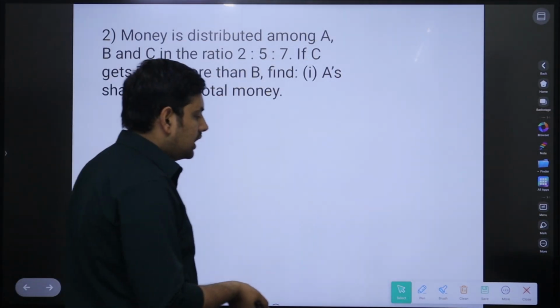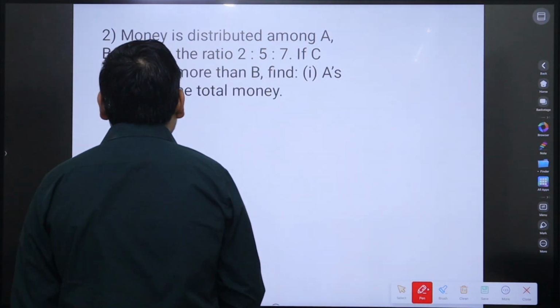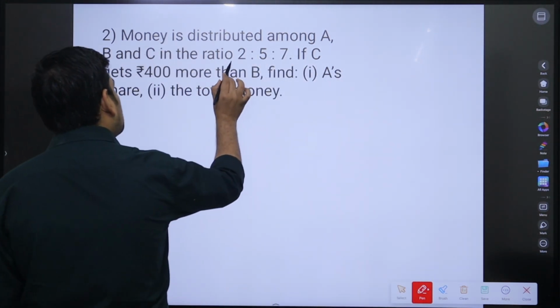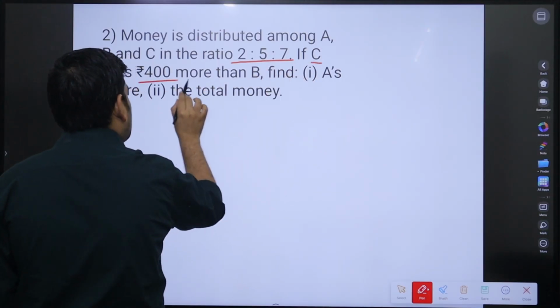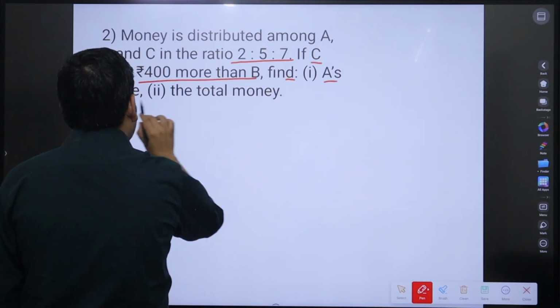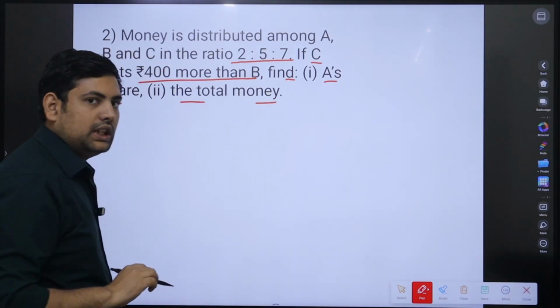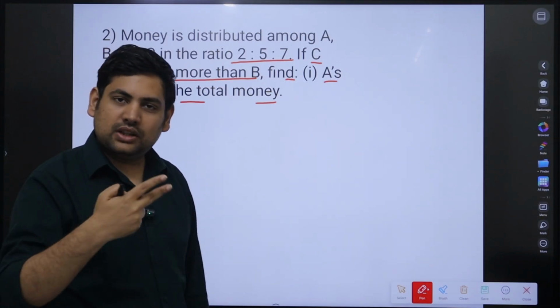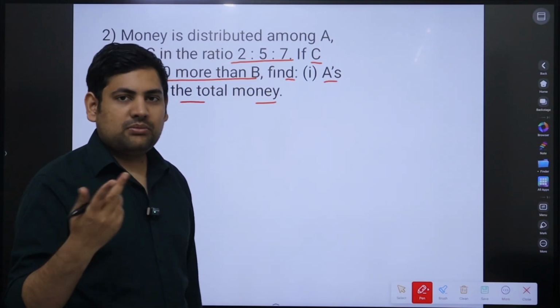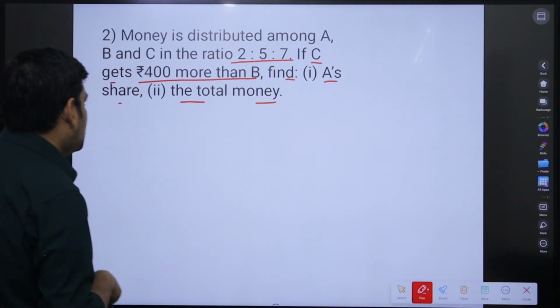It says money is distributed among A, B and C in the ratio 2:5:7. If C gets 400 more than B, then what is A's share? What is the total money? Now again we can do it using both the methods, that is equation method or ratio method. Let's try the ratio method.